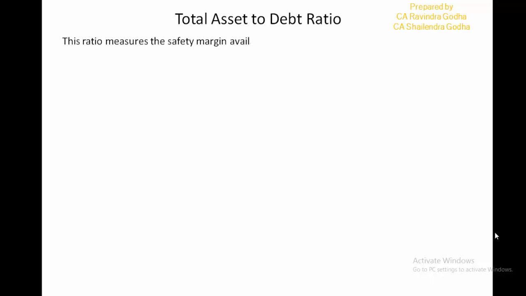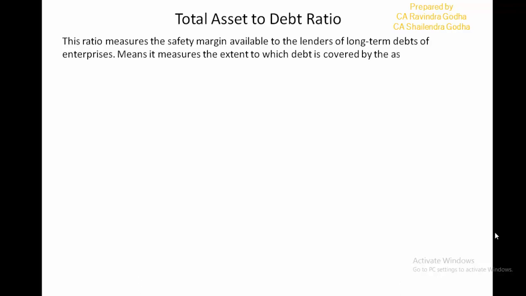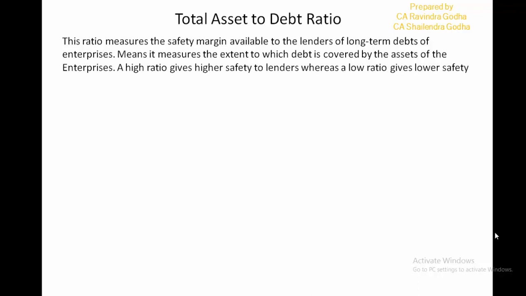Today I am explaining to you the total assets to debt ratio. This ratio measures the safety margin available to lenders of long-term debts to the enterprise, which means it measures the extent to which debt is covered by the assets of the enterprise. A high ratio gives higher safety to lenders, whereas a low ratio gives lower safety to lenders.